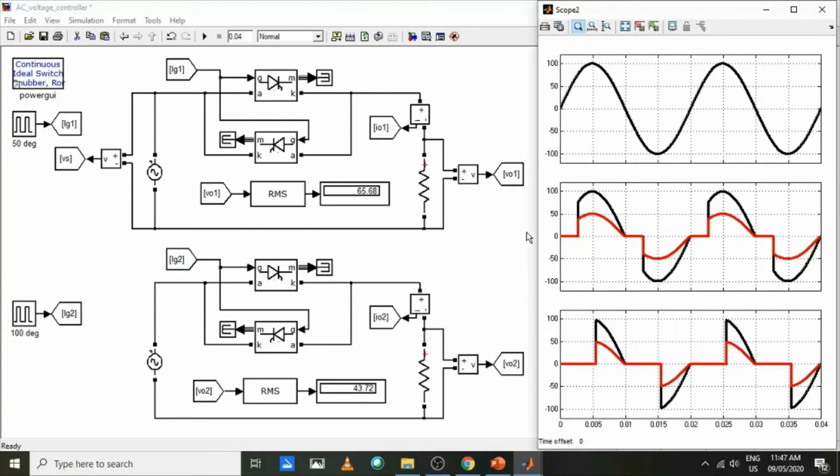Based on the wave shape of the output voltage and current waveforms in the second and third graph, we can know that the small firing angle has caused the AC source connected to the load longer than the large firing angle. As a result, the RMS output voltage using the small firing angle is higher than using the large firing angle. We can conclude that the RMS output voltage is inversely proportional to the firing angle values.